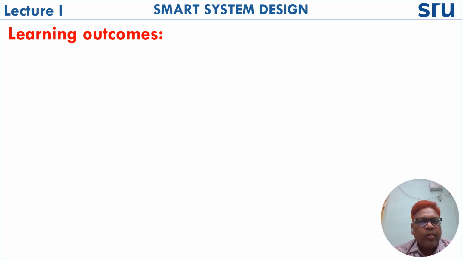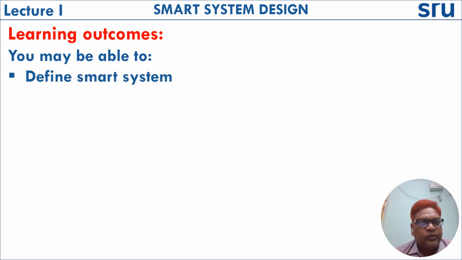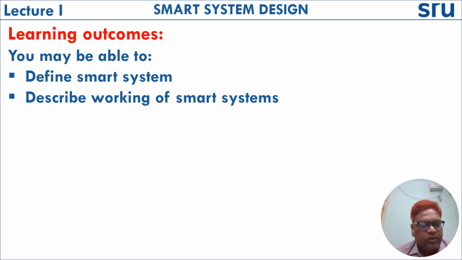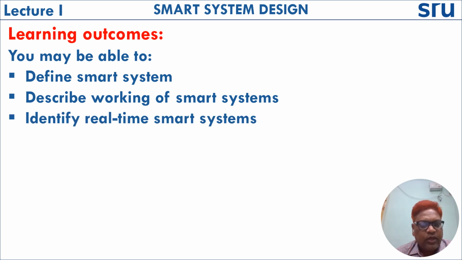The learning outcomes of this lecture 1 are what you may be able to achieve after listening to this video. You can define smart systems, then describe the working of smart systems. And finally, you can identify real-time smart systems we come across daily in our life.